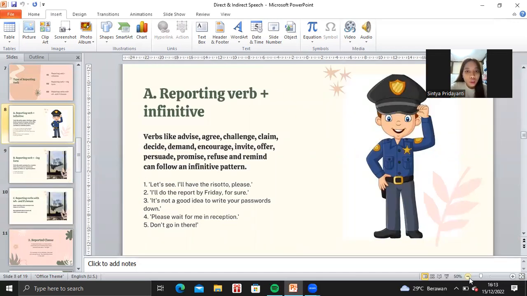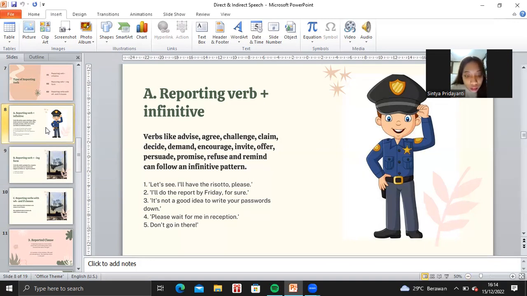And the first is the reporting verb plus infinitive. Verbs like advise, agree, challenge, claim, decide, demand, encourage, invite, offer, persuade, promise, refuse, and remind can follow an infinitive pattern. For example, let's see. For the first example: I'll have the risotto, please. It means that he decided to have the risotto. And the second is: I will do the report by Friday for sure. It means that I promised to do the report by Friday for sure.